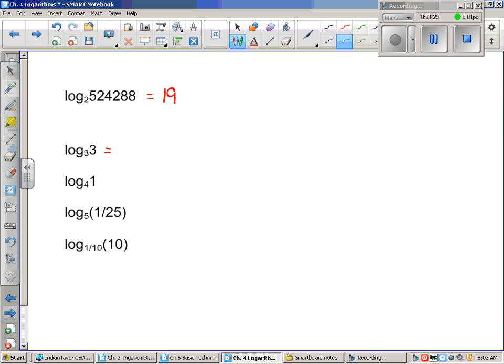All right. 3 to what power is 3? Wonderful. All right. Here's one that tends to trip people up. 4 to what power is 1? Anything to the 0 power is 1. And so it didn't matter what that base was. If I wanted 1, I could automatically say, hey, that's 0.